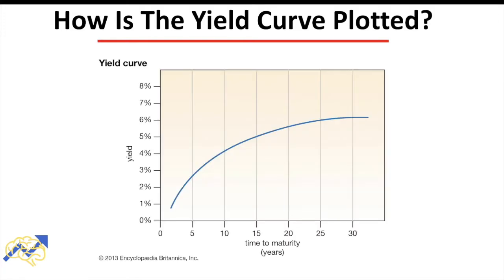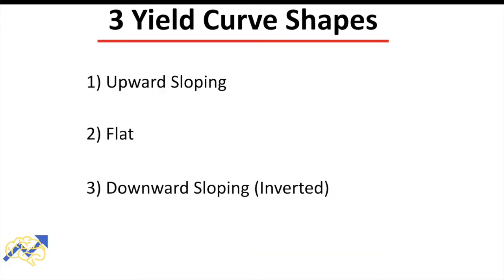And this is an example of how the yield curve looks like. On the y-axis, you can see the yields, and on the x-axis, the horizontal line, you can see the maturity dates. And based on the different maturity dates and the yields, you can plot your yield curve. And when it comes to the yield curve, there are 3 main yield curve shapes. For the first one, we have the upward sloping shape. The second, we have flat. The third, we have downward sloping or inverted.